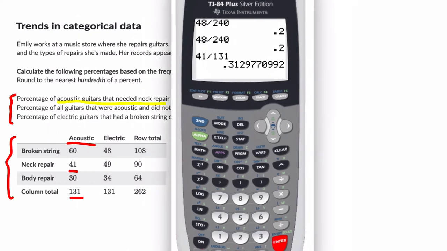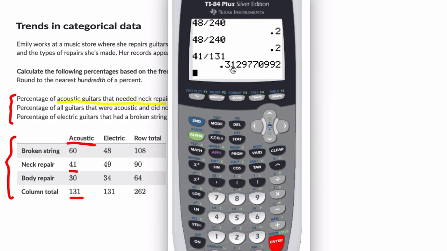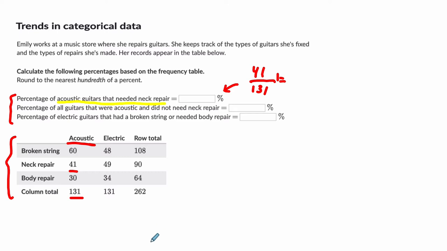But if we read back and see what they want, they want it to the nearest hundredth percent. So that's going to be 31.297. Use the 7 to round up. This would be the hundredth percent, right? Because this is really 31.29%, but this 7 rounds it up, and it's 31.3. So it's about 31.3%. So this is 0.312977, and that is about 31.3, the nearest hundredth, percent.